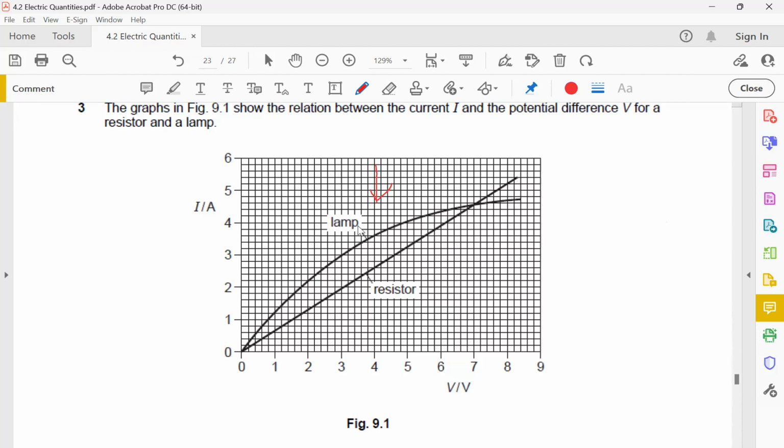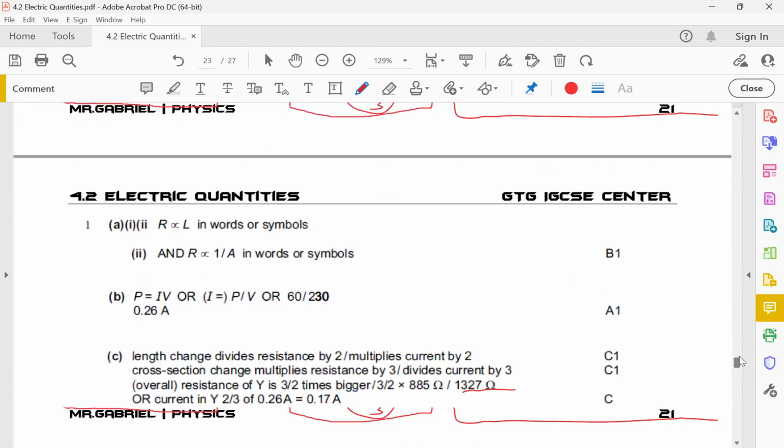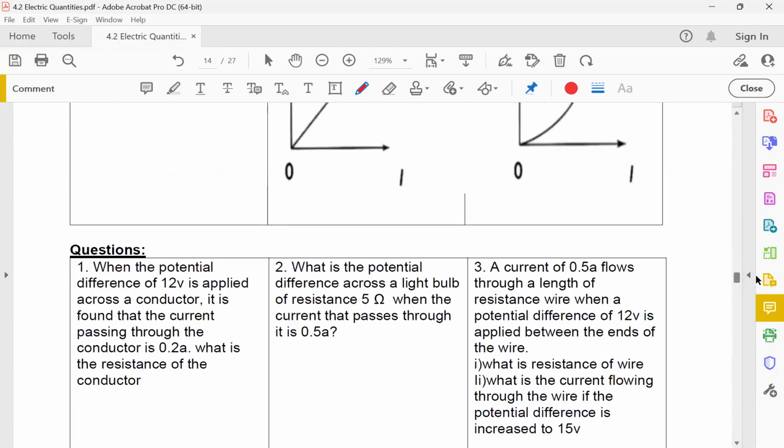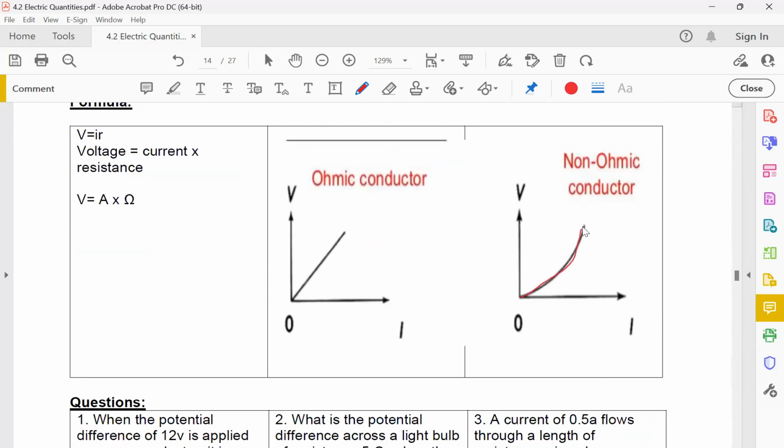What do you mean it goes up? It's going towards the right wall. Why is it still increasing resistance? Wait, last week I taught you guys this, right? I taught you guys the ohmic conductors, right? This one here goes up, so why does this one now go down but is still increasing resistance? Why?